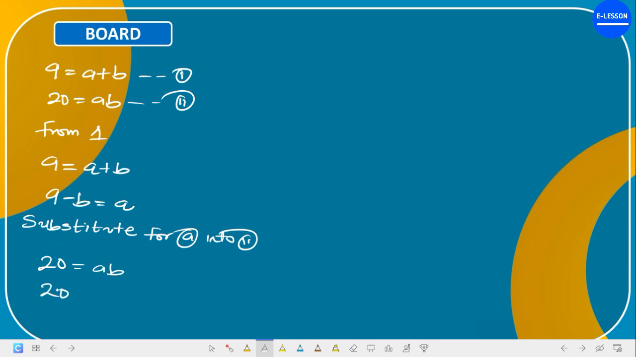So this gives us 20 is equal to 9 minus b bracket b. So at this point in time, you say 20 is equals to, use this to open through, you have 9 times b. Okay, this is 9, not a here. Now 9 times b is what? 9b minus b times b is b square.